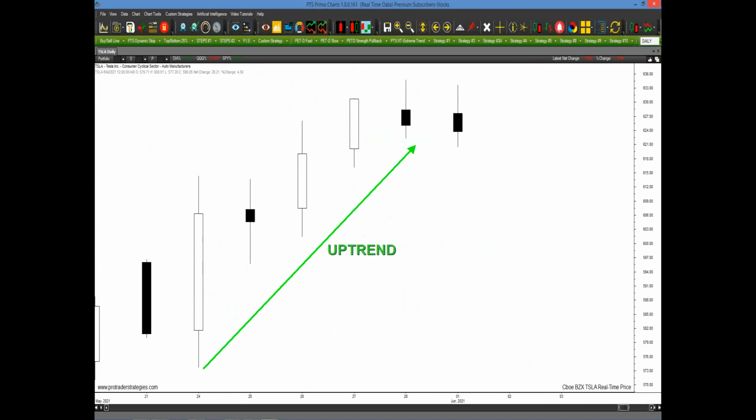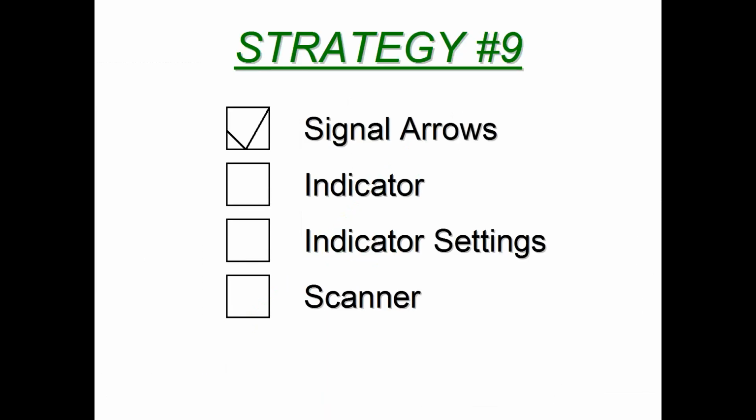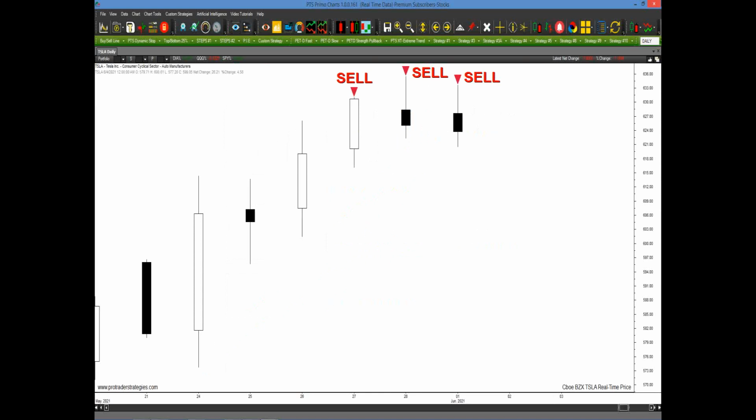This just happened last month, coming into June. All right. Obviously, we're in an uptrend, but this is actually a pullback. So this is just a bounce in an overall downtrend. So it's a small uptrend, or what we call a counter trend, in an overall downtrend. You think there are some sell signals generated here, so you click on Strategy Number 9 once again, click on signal arrows, and check your work.